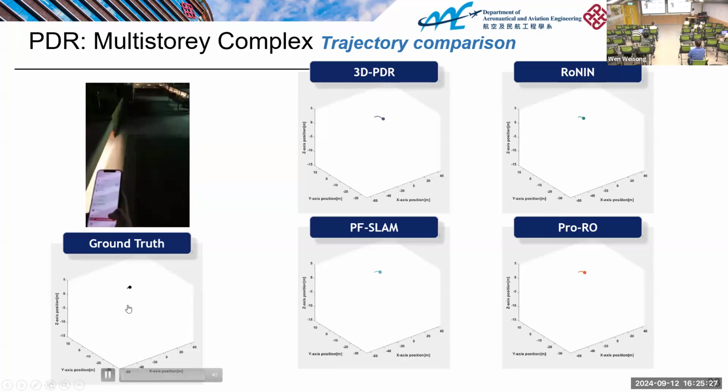This is the ground truth. Ground truth means this is a reference trajectory, the exact trajectory of how you walk around. Here we provide four different solutions. You can understand this as the 3D PDR, a conventional method. Then we have RoNIN. You can understand this is an artificial intelligence aided solution.